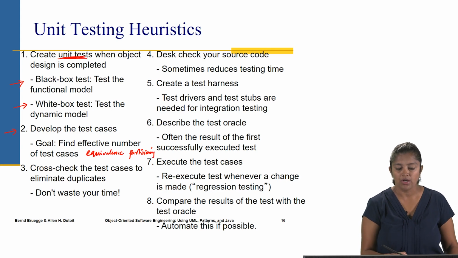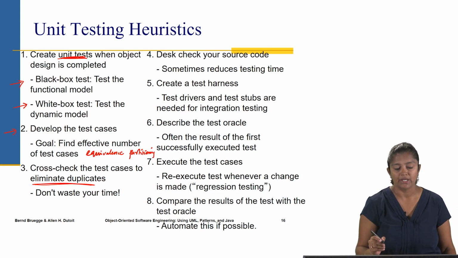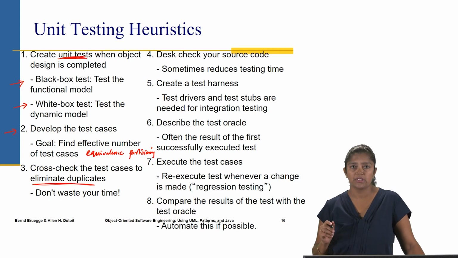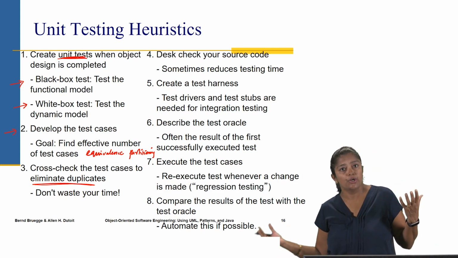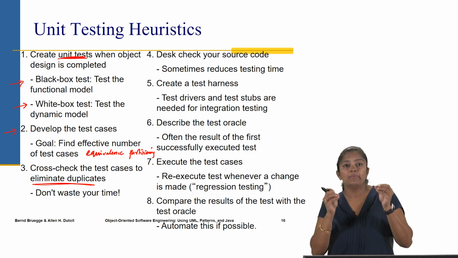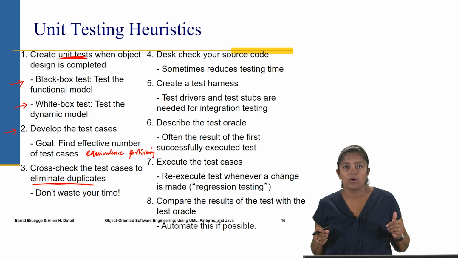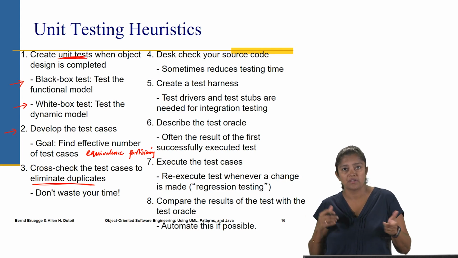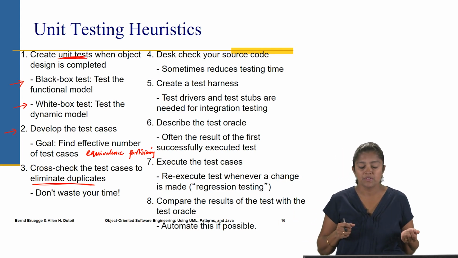Next, we want to cross-check and eliminate any duplicates, because we don't want to waste our time. Testing takes a lot of time. Even if we set up automated testing, we don't want duplicate tests in there, because as the software becomes huge, the number of tests is also going to increase. We want to minimize the time that is spent on running the automated tests every time a new build happens.